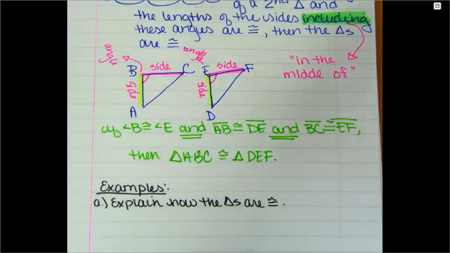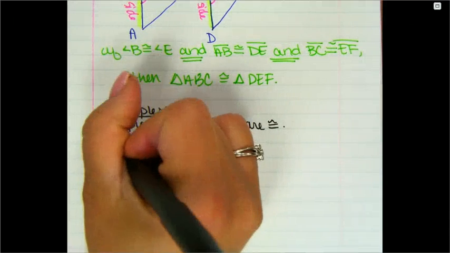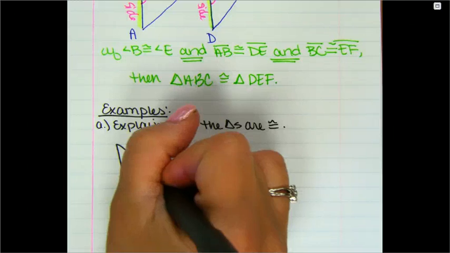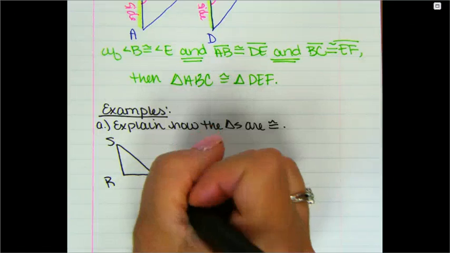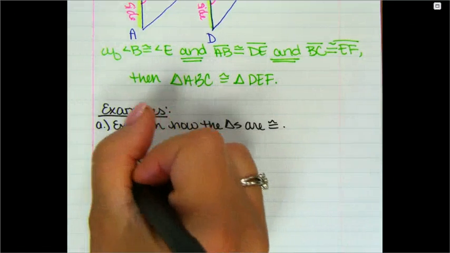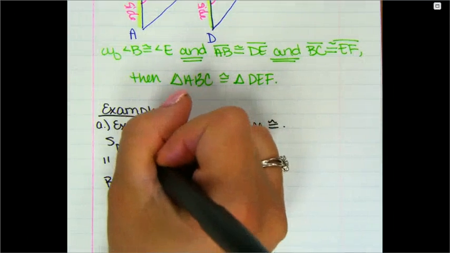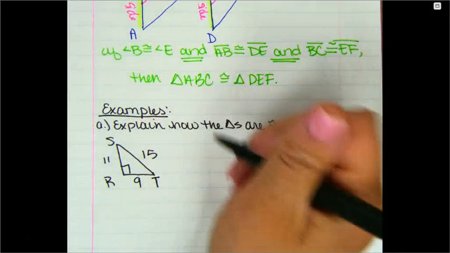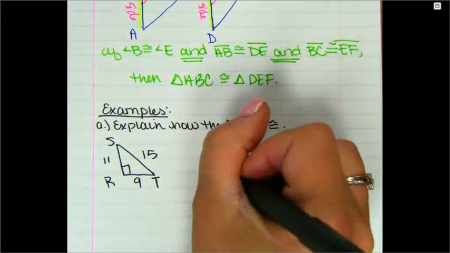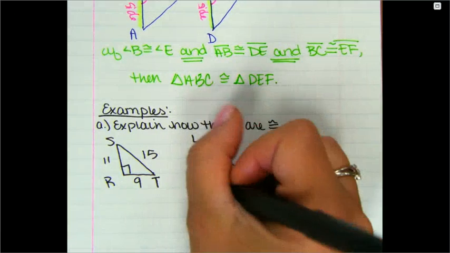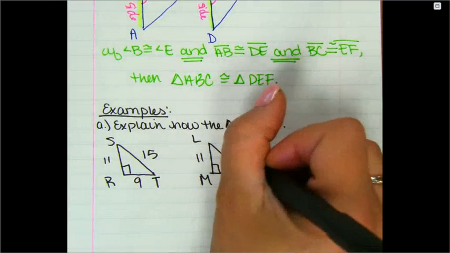All right, we good? We're going to draw two other triangles really quick. We're just going to practice labeling side, angle, side. I'm going to tell you that this is S, this is R, this is T, this is a right angle, this is 9, this is 11, and let's say that's 15. This probably doesn't make a triangle, but we'll pretend. L, M, and N. This is 9, this is 11, and this is 15.